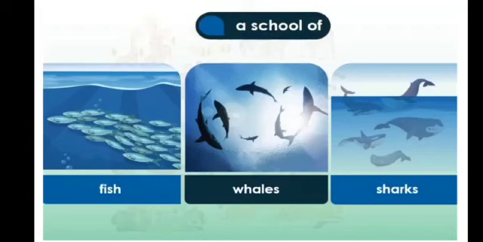Groups of fish, whales, and sharks are called a school. Example, a school of fish, a school of whales, a school of sharks, etc. In these sentences also the collective noun is the same, that is the word a school, and the nouns are different.